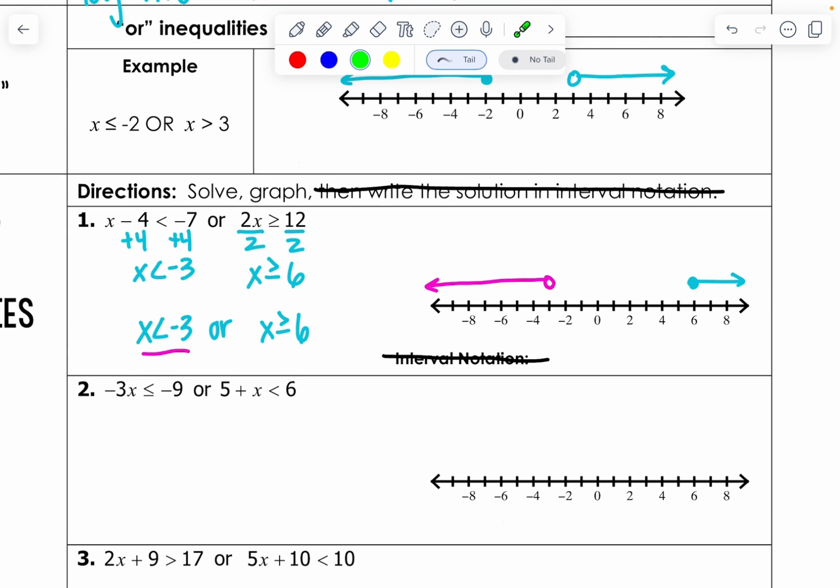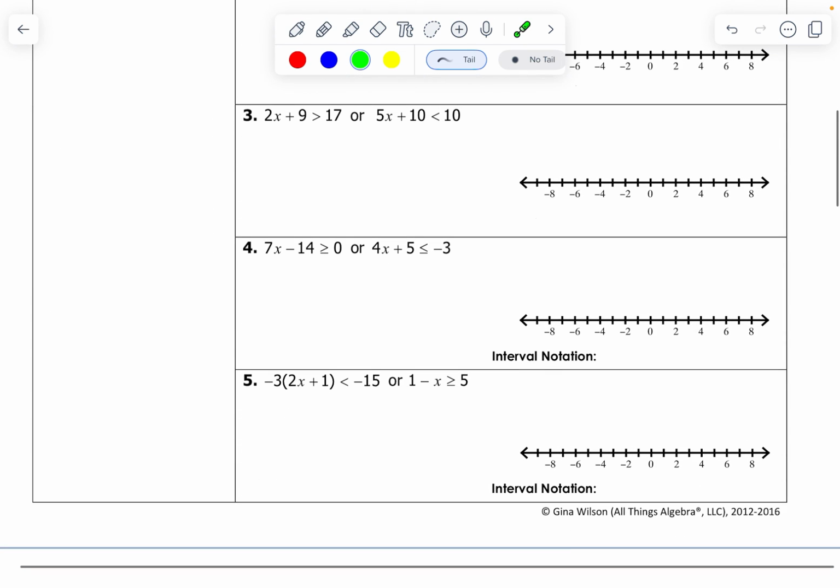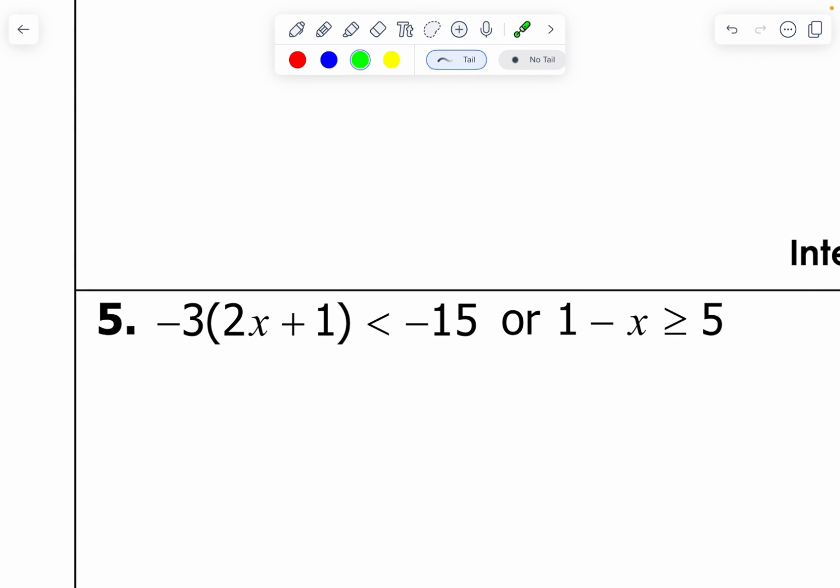I would say or is definitely the easier type if we're talking about or versus and, which we're going to talk about in one moment. Let's give you practice with one more. Go ahead and try number 5 on your own and come back when you are ready for the solution.